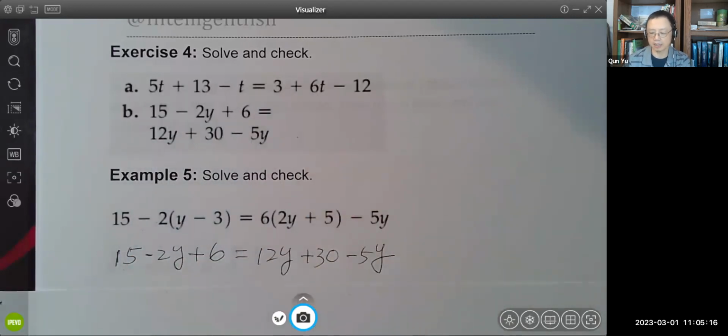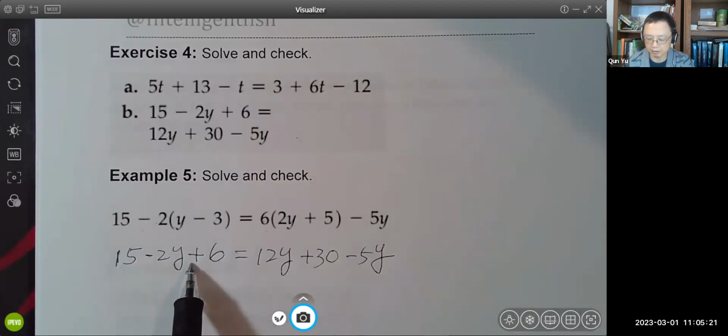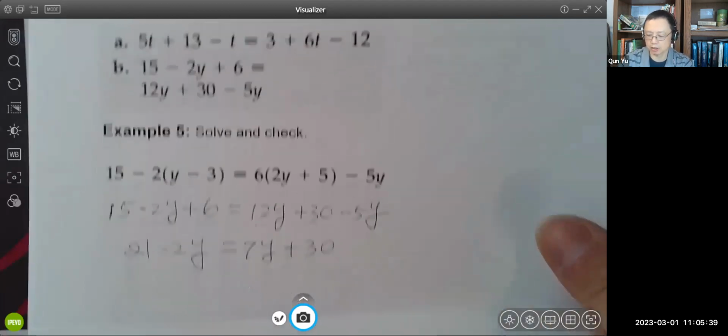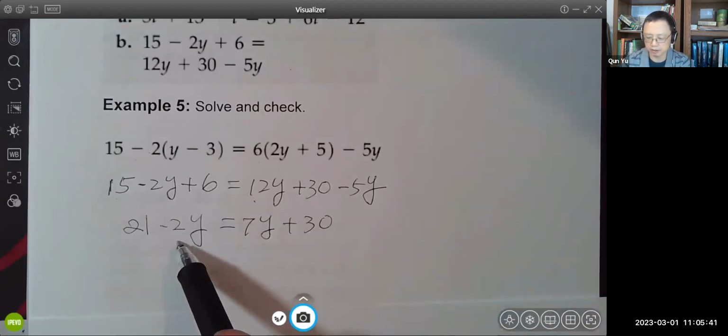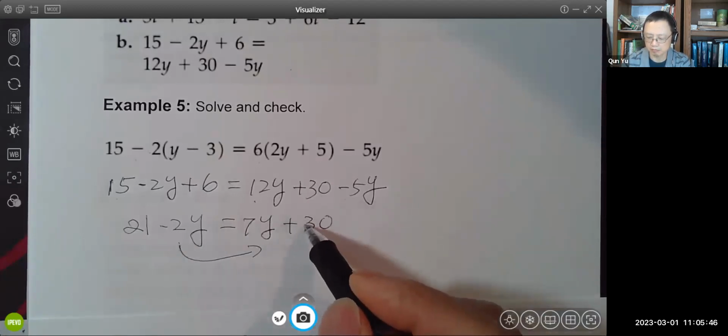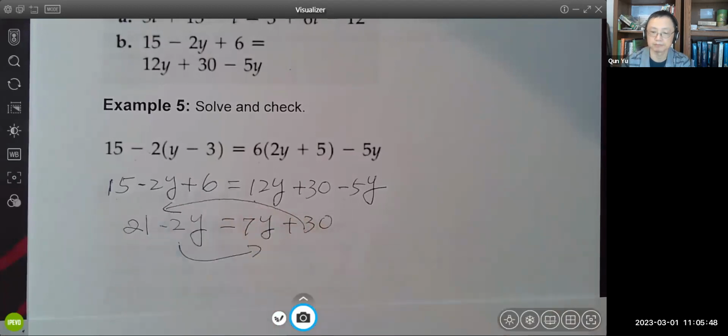Now we can just combine like terms. So 15, positive 15, positive 6, that's positive 21, and minus 2y. Then 12y minus 5y, that's 7y plus 30. Now I'm going to move variable terms to one side. I'm going to move this -2y to the other side so that both become positive. And at the same time, 30 to the left-hand side.